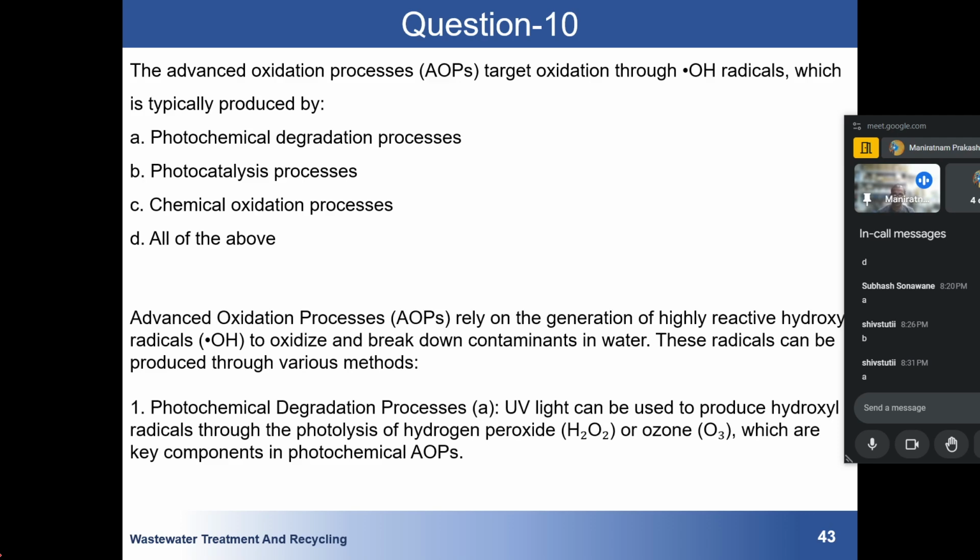So the advanced oxidation process relies on the generation of highly reactive hydroxyl radicals to oxidize and break down the contaminants in water. These radicals can be produced through various methods. The first is the photochemical degradation process. UV light can be used to produce this radical from the photolysis of hydrogen peroxide, that is H2O2, or ozone, which are key components in photochemicals. So with the help of UV and these chemicals, that is H2O2, the OH radical can be produced.